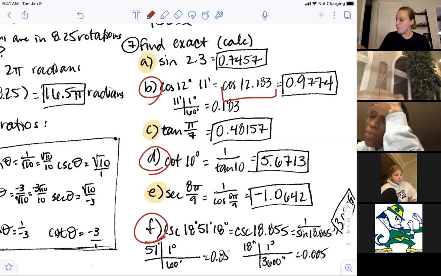Wait, but when you do the opposite, like cotangent, secant, cosecant, what do you do? The negative one? No, good question. You have to do 1 over that number. Oh. So for letter D where it says cotangent of 10 degrees, we're going to do 1 over tangent of 10. If you do the second tangent, that would be the inverse of that. That's not what we want.